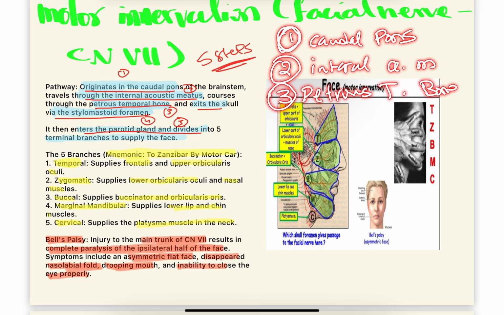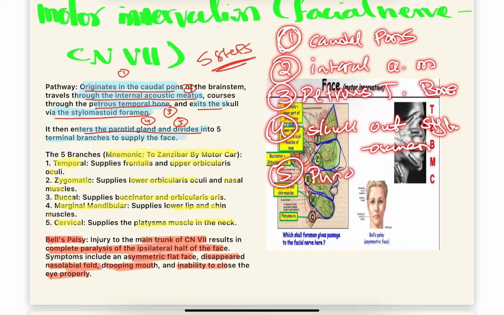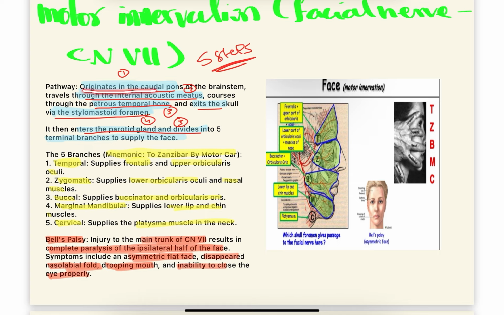And then after that, what will it do? It will exit the skull, so it will go out of the skull through the stylomastoid foramen. Okay? And then it will enter the parotid gland, and it will give me 5 terminal branches. So again, originate in the caudal pons, goes through the internal acoustic meatus, goes to the petrous temporal bone, and then exit the skull through the stylomastoid foramen, and then goes to the parotid gland, and there, in the parotid gland, it will give me the 5 branches of the facial nerve.